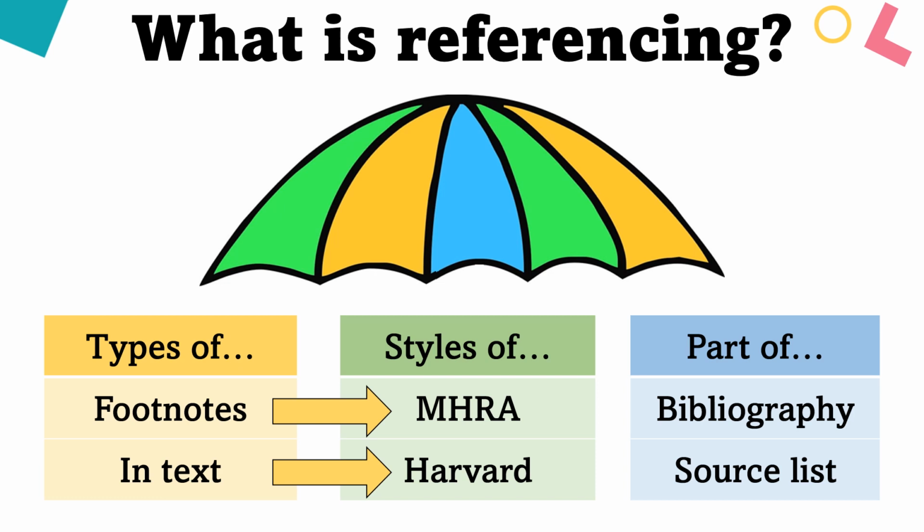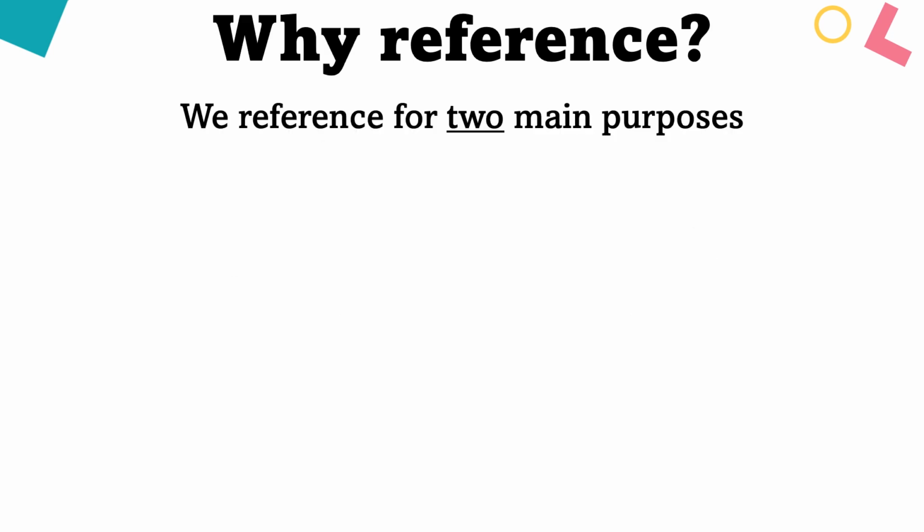The last terms we have are things which are part of our wider referencing system. Our bibliography, source list, or what is also sometimes termed a reference list. All of these are parts of the referencing system that every assignment requires. Okay, now we've thought about what referencing is, we are going to move on to the why. Why do you think we reference?